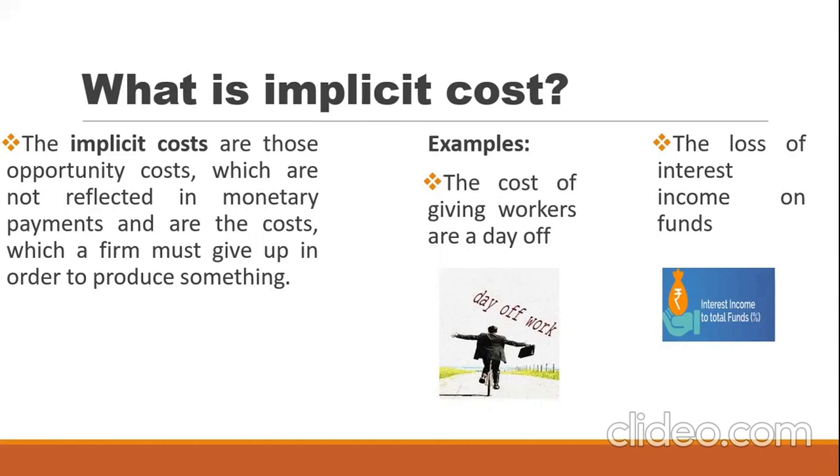So implicit costs are opportunity costs, the costs that are forgone, or the cost of giving up something. For example, you decide to attend economics class. The 2 hours that you're attending economics class, you could have used that time to watch a movie. So the time becomes our opportunity cost. The benefit you could have earned from watching a movie becomes your opportunity cost, or your implicit cost. I hope that makes sense.